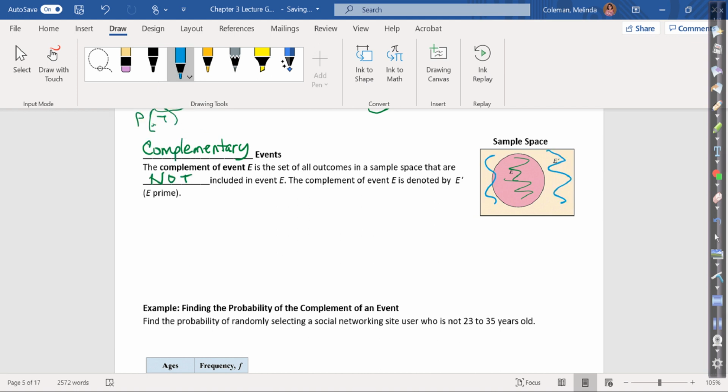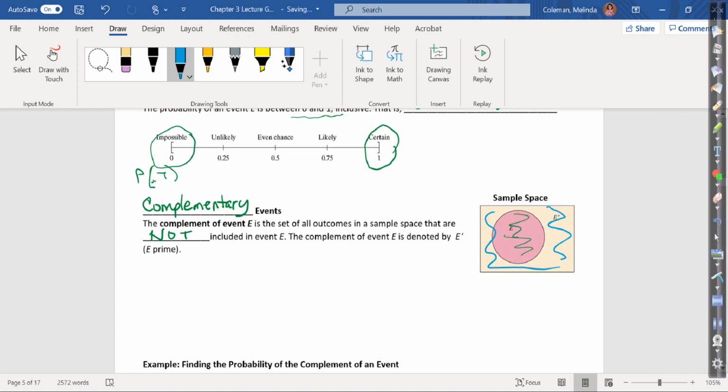But since we know that the probability at most can be 1, then this tells us we have this formula: probability of the event plus the probability of the complement of the event. And we say E naught, so not the event. If I put these together, knowing that together they can't be greater than 1, then those two together will equal 1. The probability of the event plus the probability that the event does not occur has to equal 1.